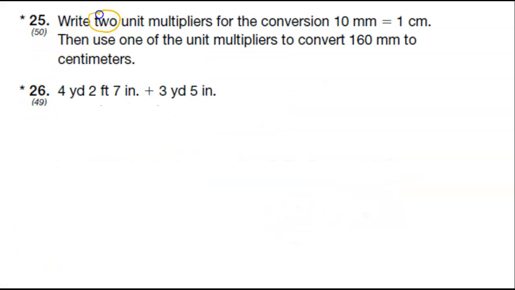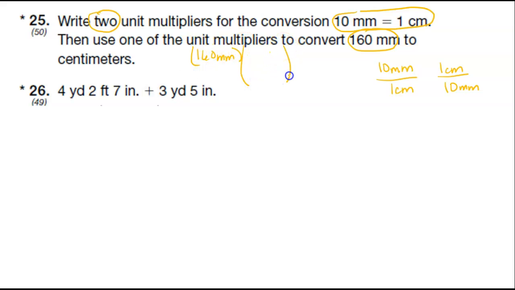25. Write 2 unit multipliers for the conversion of 10 millimeters to 1 centimeter. I think what they want me to do is write, it can either be this per 1 centimeter, or you flip it. And then it says use 1 to convert 160 millimeters to centimeters. So if I have 160 millimeters, my given, and I want to convert it to centimeters, I need centimeters on the top. So my millimeters are going to cancel. I get 160 divided by 10, which gives me 16 centimeters.